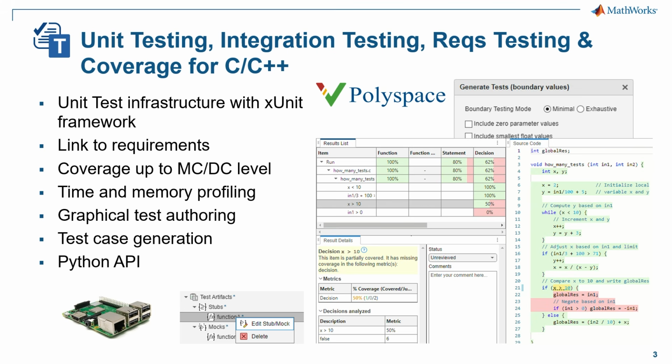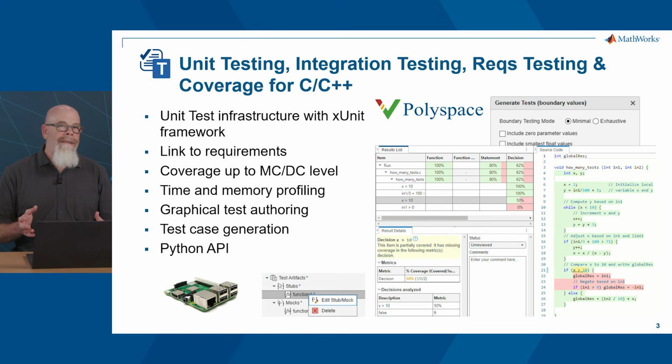More specifically, Polyspace Test is our unit testing, integration testing, and requirements testing tool and includes coverage for C and C++, provides unit test infrastructure with our XUnit framework, our link to requirements throughout the development lifecycle, coverage up to MCDC level for safety critical and security critical applications, time and memory profiling based on target resources, graphical test authoring and test case generation, and all of these features are available through our Python API.